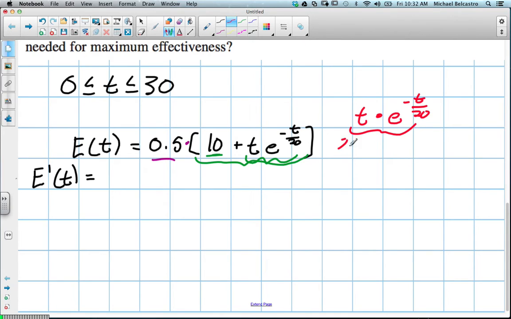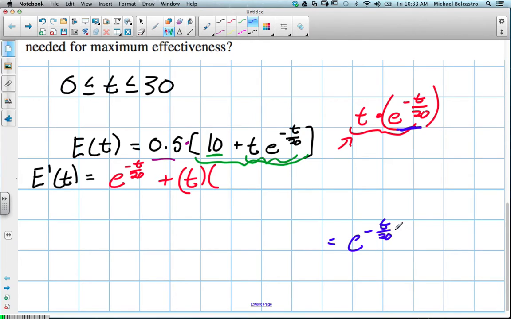So to start off, we're going to derive t. What's the derivative of t? 1. So 1 times what's left over is just going to be what's left over. So we have e to the power of negative t over 20. That's the first part. Then we'll have to add, we'll have to derive the second part of the function. We'll keep the t, so it'll be t multiplied by the derivative of this. So I'm going to focus on this down over here, e to the power of negative t over 20.